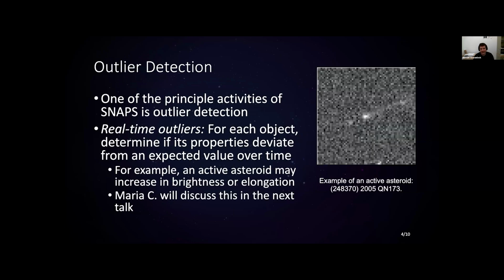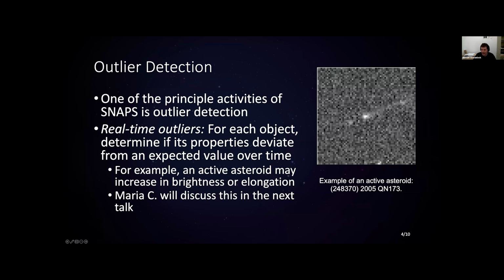One of the main activities of SNAPS is outlier detection, and we have two types of outliers, which I'll differentiate here. The first type is real-time outliers. For each object, we determine if its properties deviate from an expected value over time. So this is an example.